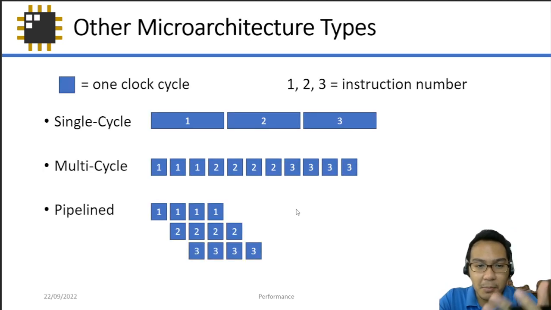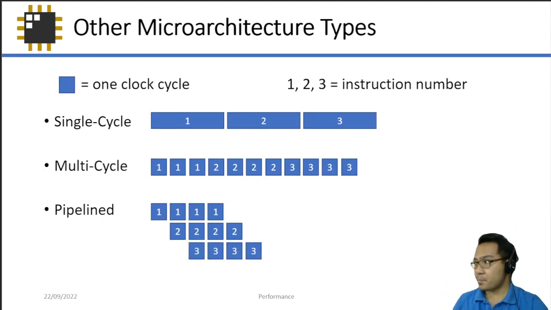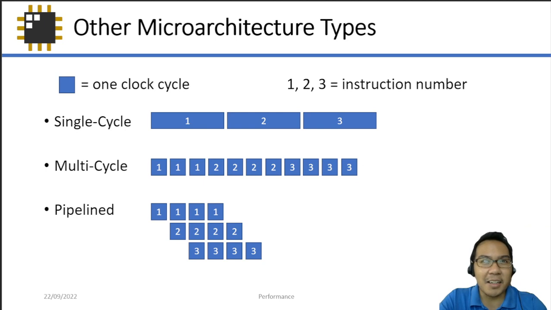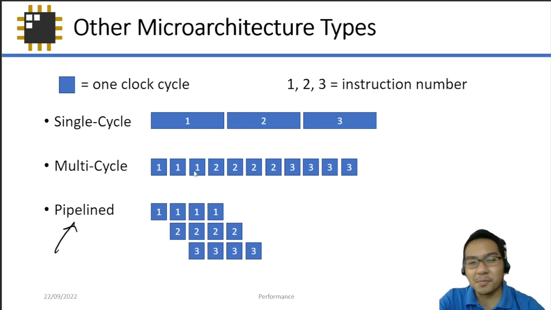So let's talk about the microarchitecture types. These are the three most common architecture types. There's others, but I would say most of them are proprietary or not too popular. But this one I would say is really popular.